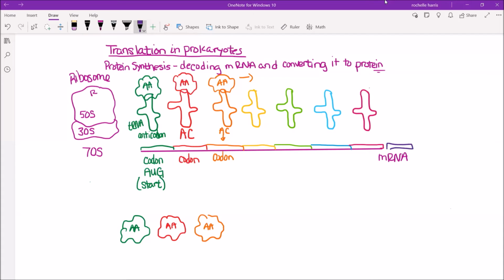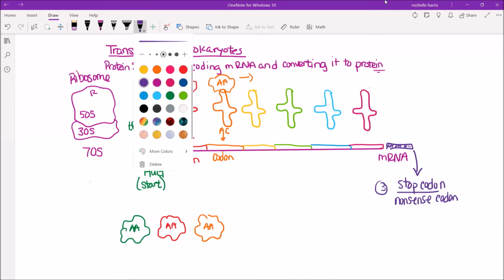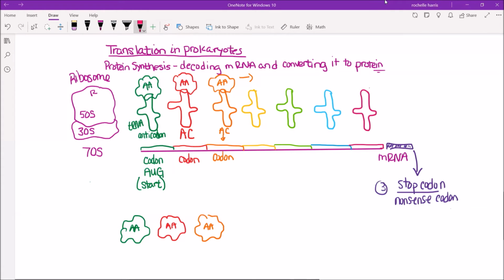And the end will be a set of nucleotides, a codon called a stop codon, or nonsense codon. Now there are 3 of them, and I'll go over those 3 right here. So our stop codons.